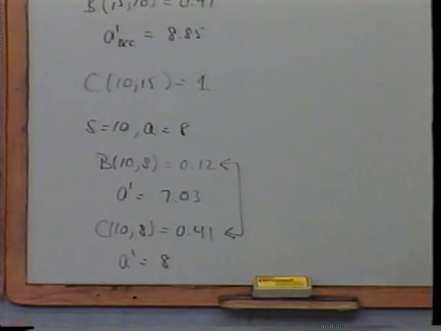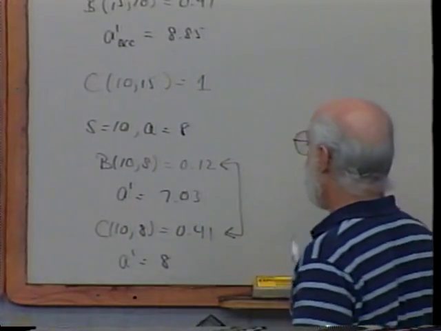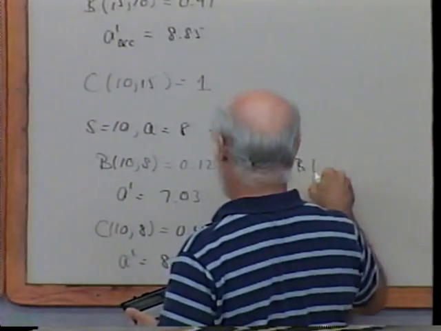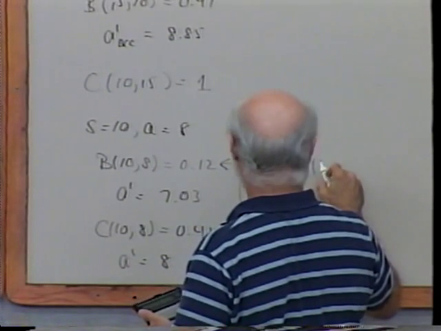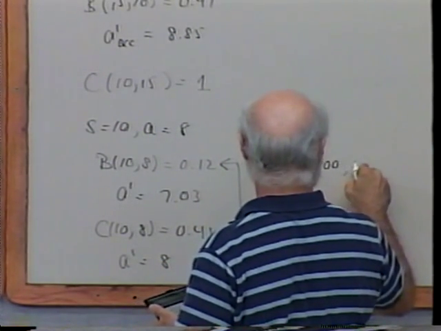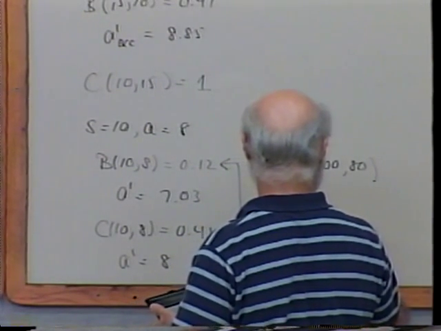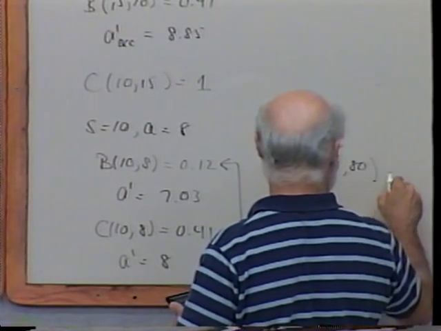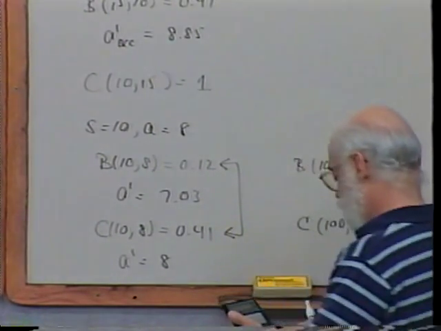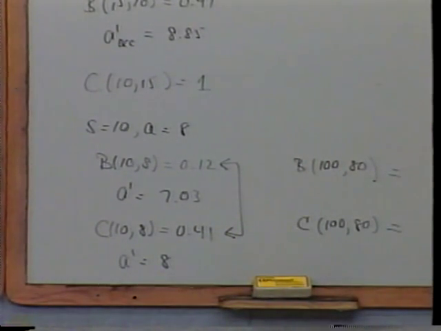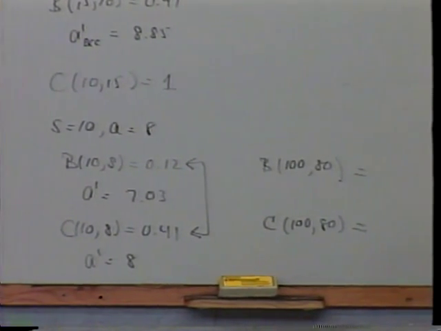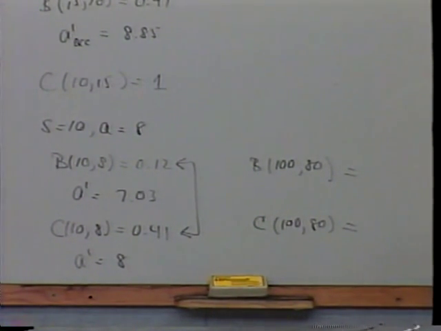Now, if I scaled things up, let's calculate the same thing, for instead of 10 servers and 8 Erlangs, 100 servers and 80 Erlangs. Okay, so I'm going to do B and C of 100, 80. Now you should have much greater efficiency. So I'm going to put in S equals 100. I'll put in A equals 80. Of course, now it's got to iterate through this program 100 times.